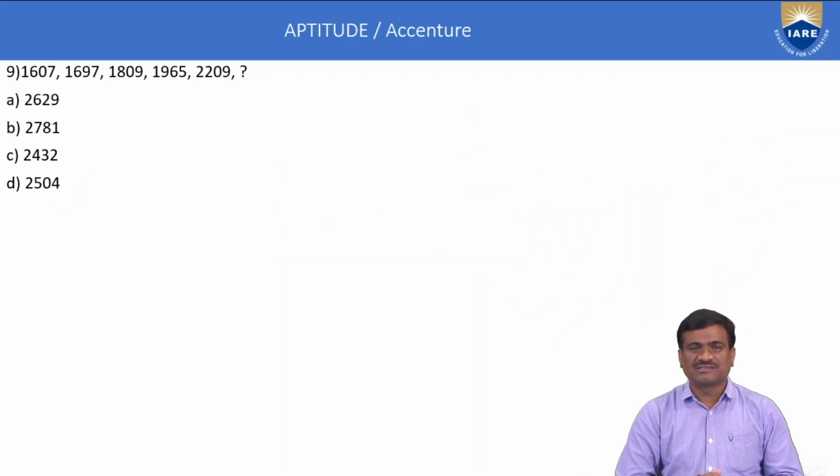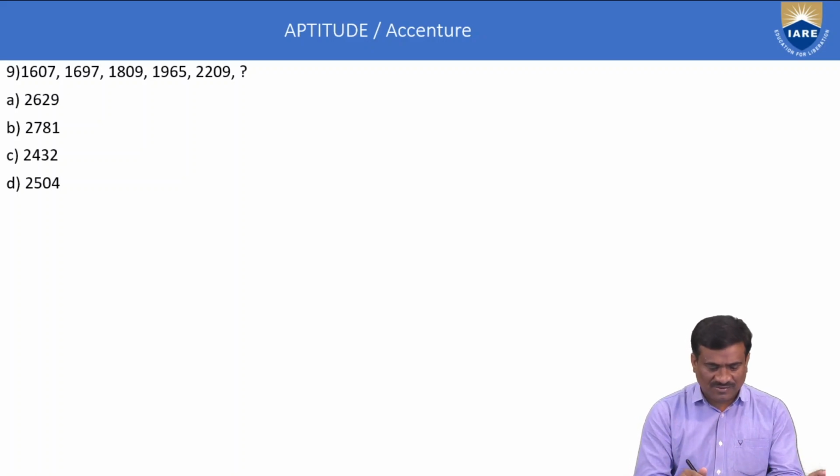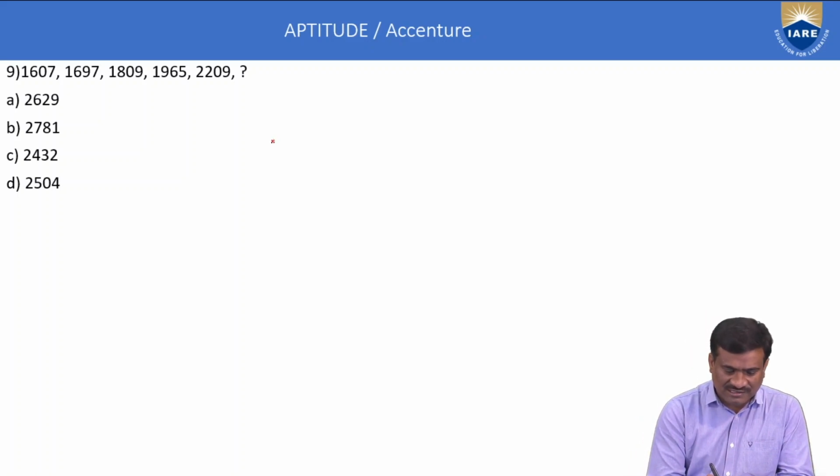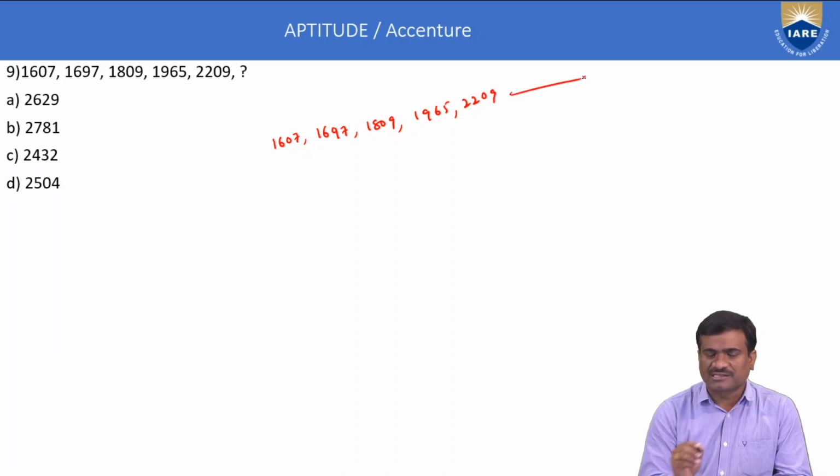Next, ninth example, find the next number: the series concept. A sequence of numbers is called a number series. Check the difference. First the differences. 1607, 1697, 1809, 1965, 2209. Find the next number.